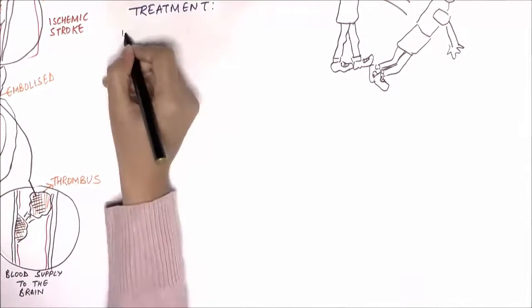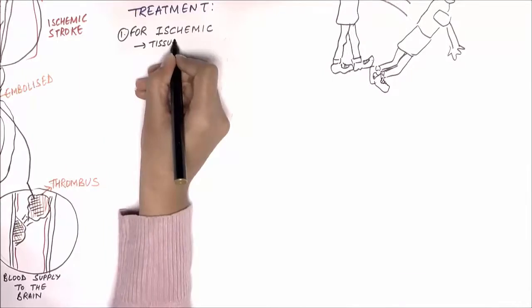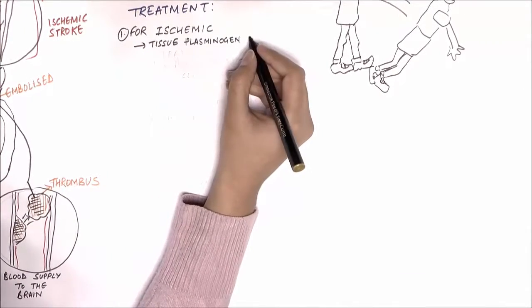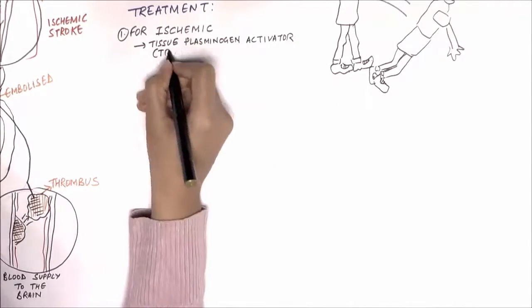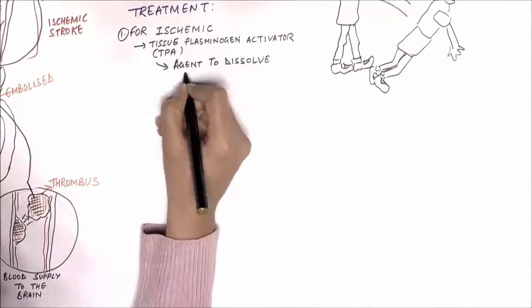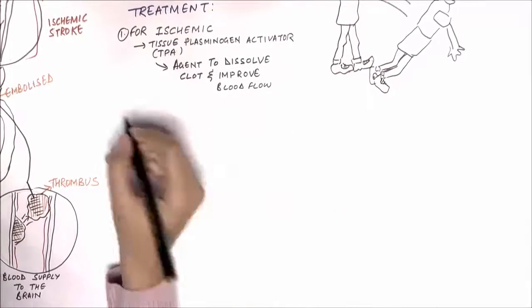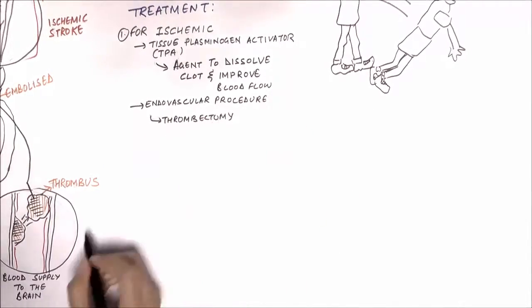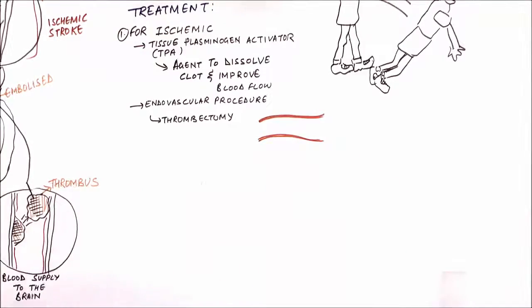Finally, we will discuss the treatments of stroke. Currently, there are two commonly used treatments for both ischemic and hemorrhagic stroke. Ischemic strokes can be treated using a tissue plasminogen activator, also known as TPA. It dissolves the clot and improves blood flow to the affected areas.